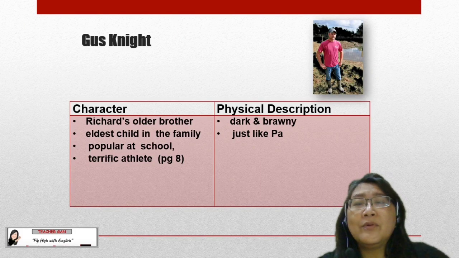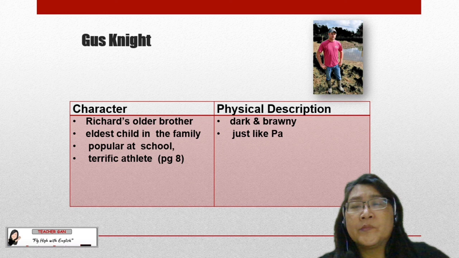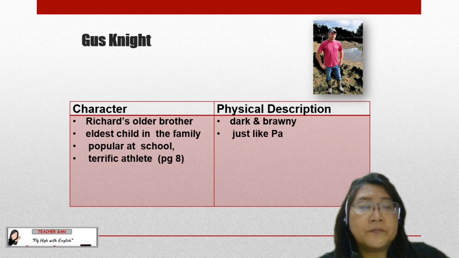Let's now look at Gus Knight. Gus Knight is Richard's older brother, the eldest child in the family. He is popular at school and he is a terrific athlete. Physical description: Gus Knight is dark and brawny, just like his pa.